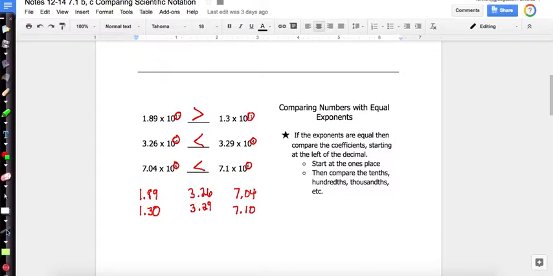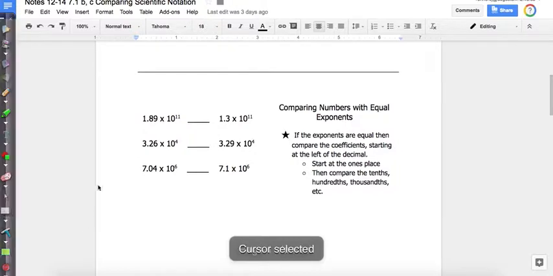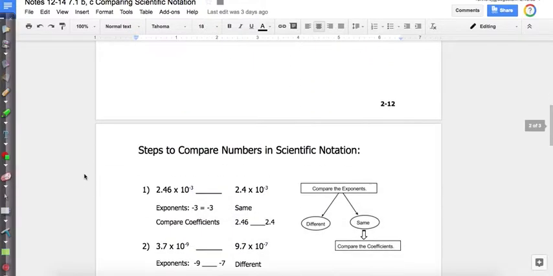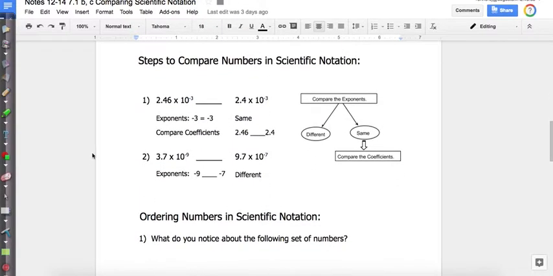Okay, turn the page. And we're going to recap what we did here. So steps to comparing numbers in scientific notation. The first step we do is compare the exponents. If they're different, then that's our last step. We just see which one's greater, which one's less. If they are the same, then we look at the coefficients and compare those, or root number to compare.